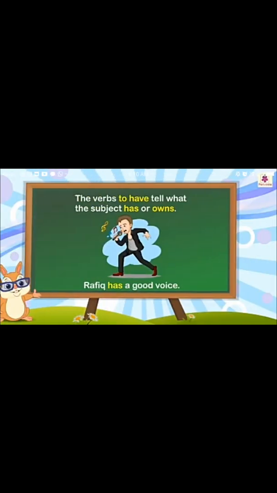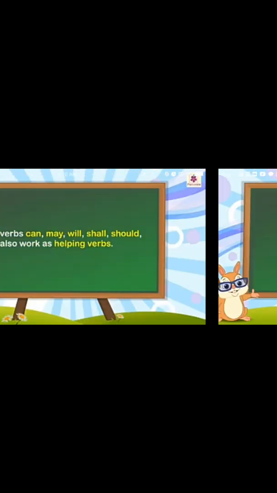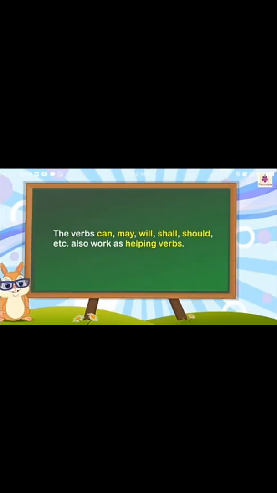Next sentence. Rafiq has a good voice. Rafiq is the subject, and what Rafiq has, what the subject has, that to have form of verb tells us. Rafiq has a good voice. So the verb to have tells what the subject has or what the subject owns. So here the subject Rafiq has a good voice. The verbs can, may, will, shall, should, etc. also work as helping verbs.